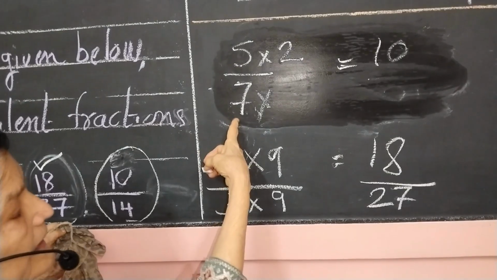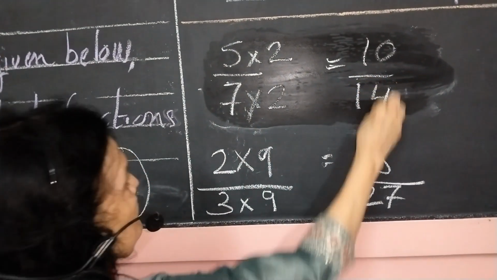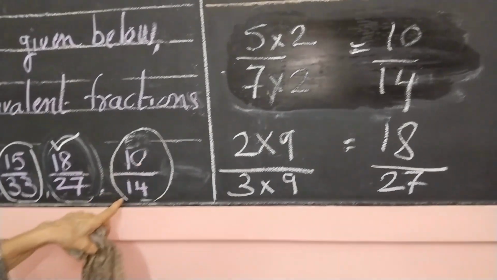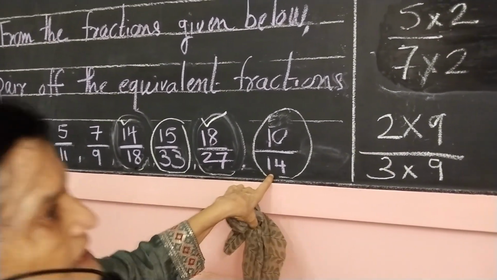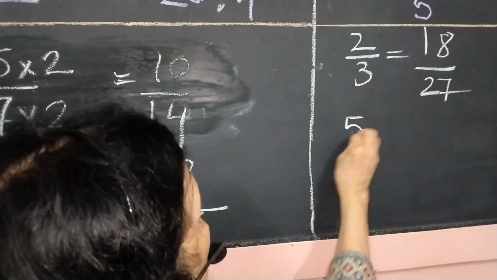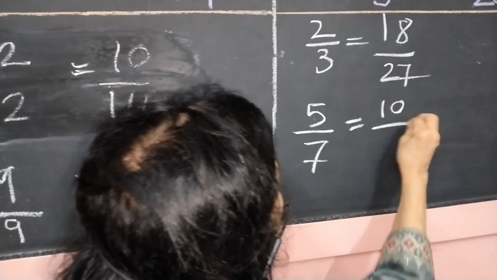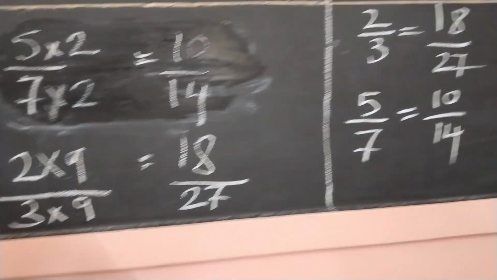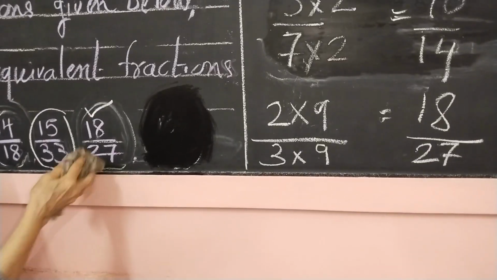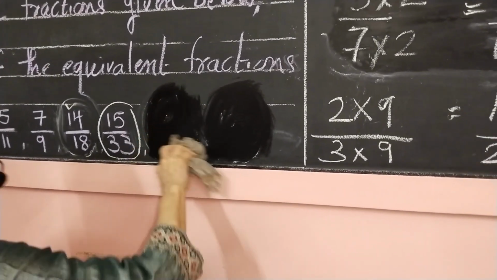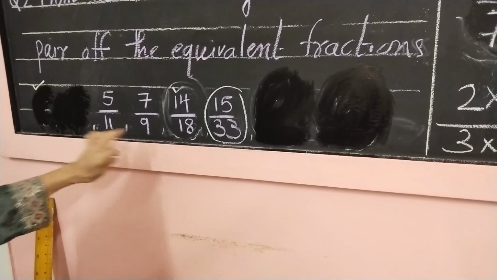Immediately, the denominator also has to be multiplied by 2, and hence we get 10 upon 14. Yes, this particular fraction is given here. So our next answer is 5 upon 7 makes a pair with 10 upon 14. So now this is gone, we have used it. This is gone, we have used it. Here we have used these two, and what remains is this.